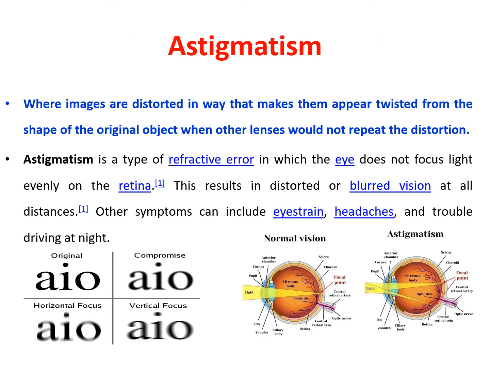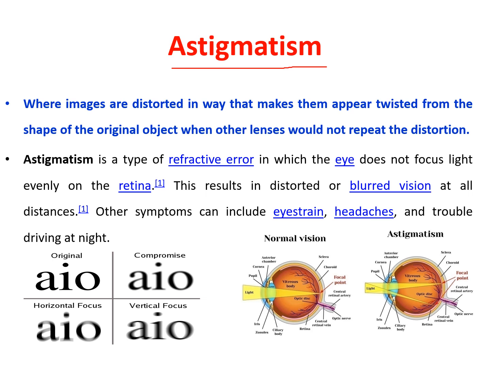Okay, this one is about astigmatism. What do you mean by this type of astigmatism? Usually, the main reason is the improper curvature. This is a type of lens aberration where images are distorted in a way that makes them appear twisted from the shape of the original object.